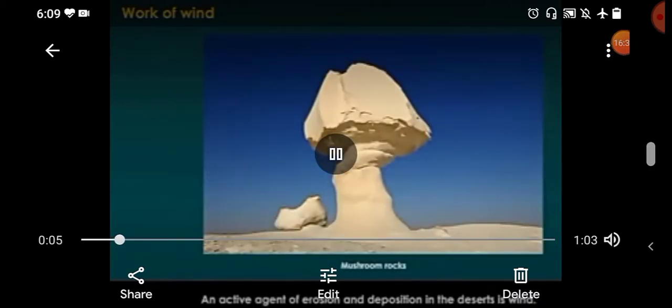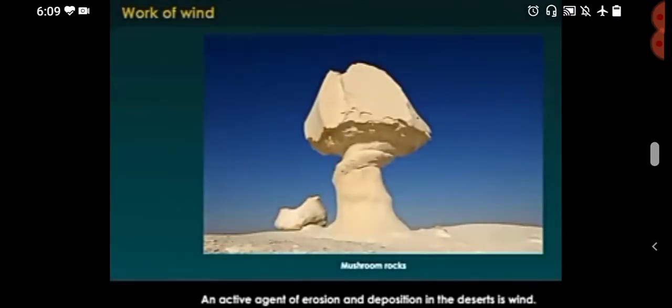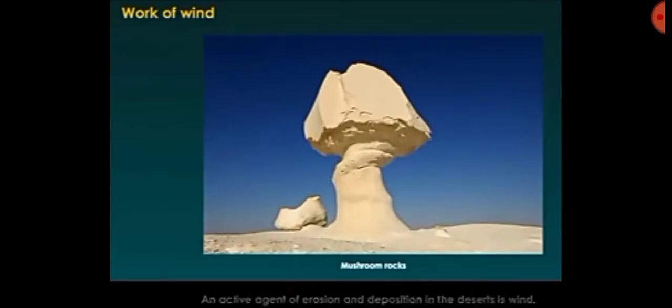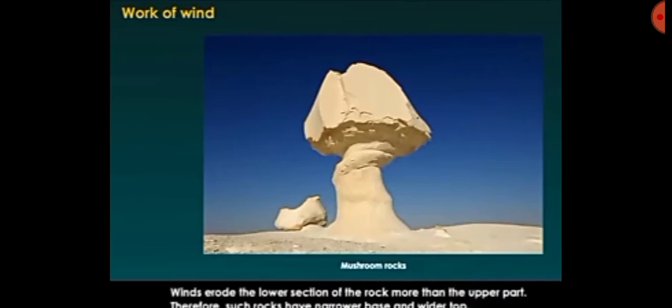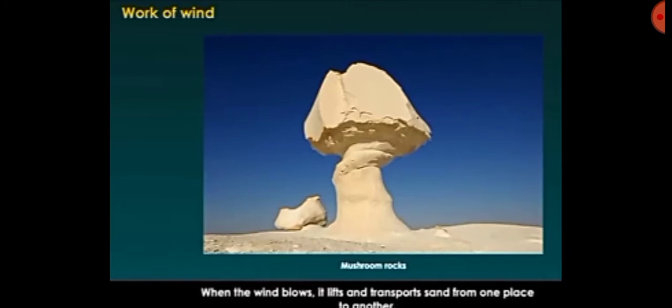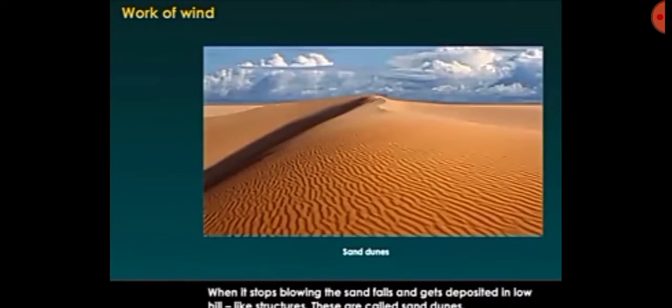So students, here you can see in this video the active agent of erosion and deposition in the desert is wind, and in the desert you can see this rock in the shape of a mushroom, commonly called mushroom rock. This forms because of the erosion of wind, and wind erodes the lower section of the rock more than the upper part. Therefore, such rocks have a narrow base, and when the wind blows, it lifts and transports sand from one place to another.